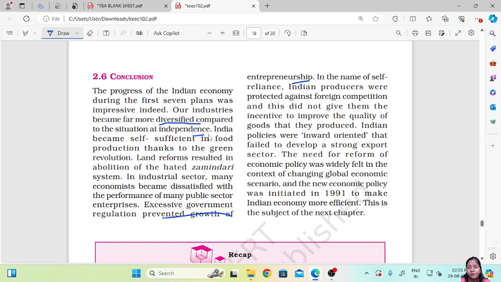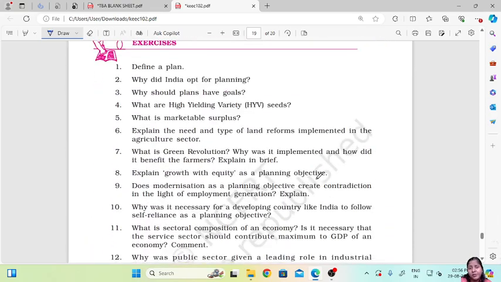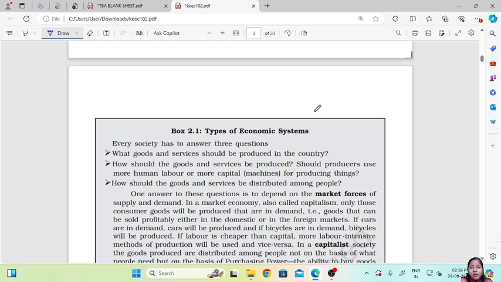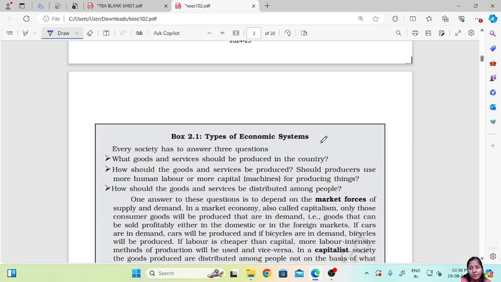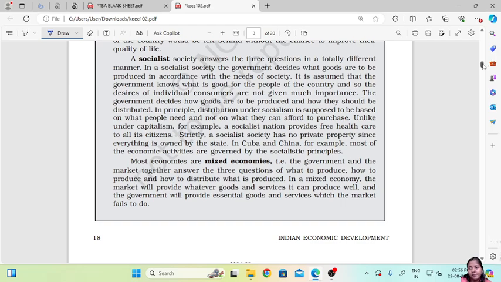And the need for reform of economic policies was widely felt in the context of the changing global economic scenario. Okay, so this is what the chapter Indian Economy during the years 1950 to 1990 was. And here we have seen different types of economic systems: capitalist, socialist, and the mixed economy.